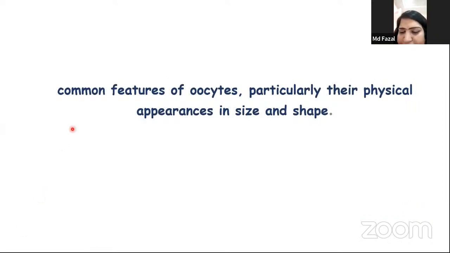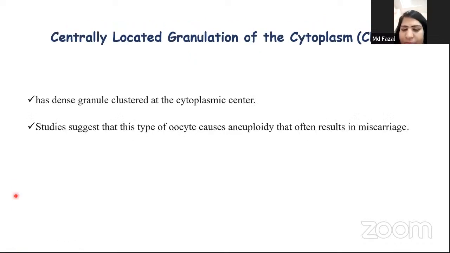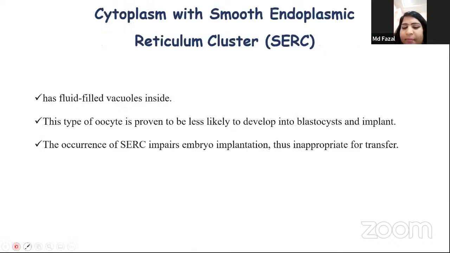Common features of oocytes, particularly their physical appearance, size and shape. Next slide. Homogeneous cytoplasm is the most important factor. Next slide. Centrally located granulation is not good for oocyte quality. Next. Cytoplasm with smooth endoplasmic reticulum is a big no, because that will not help in blastocyst formation.